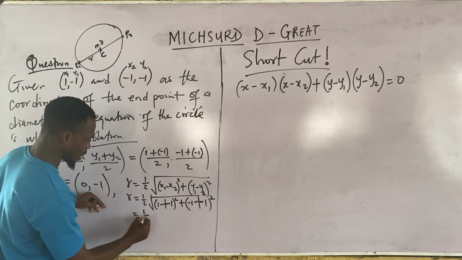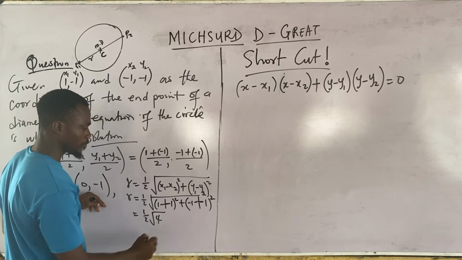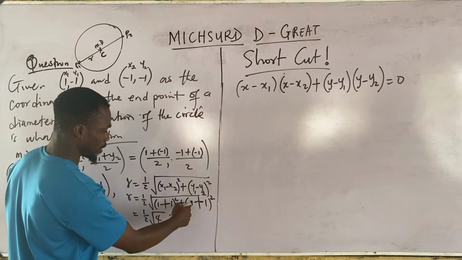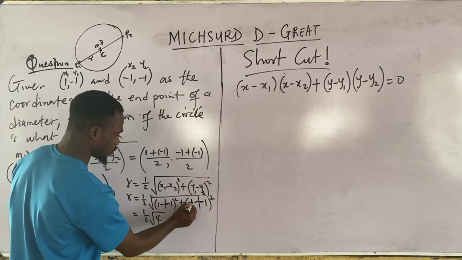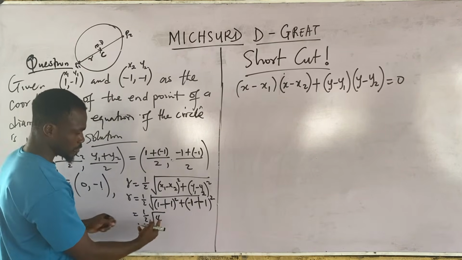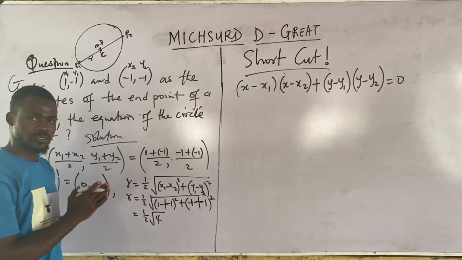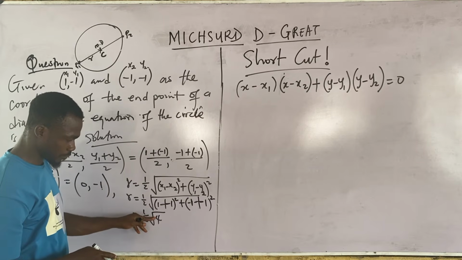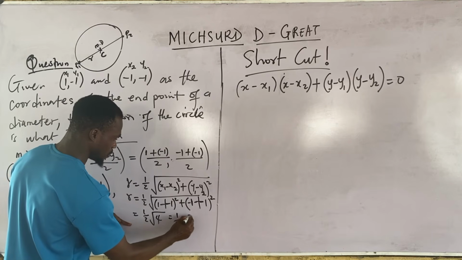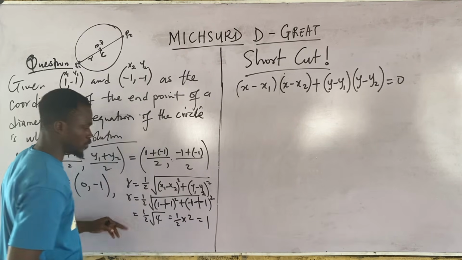So what we have is half of the square root of 4. Then minus 1 plus 1 will give us 0, all squared, which is still 0. So 0 plus 4 is still what? 4. So now we have the square root of 4. The square root of 4 will give us 2. So we'll be having 1 over 2 times 2, which is equal to 1.